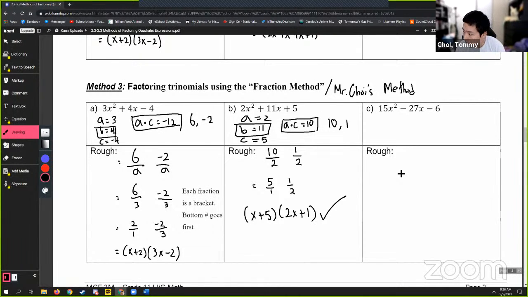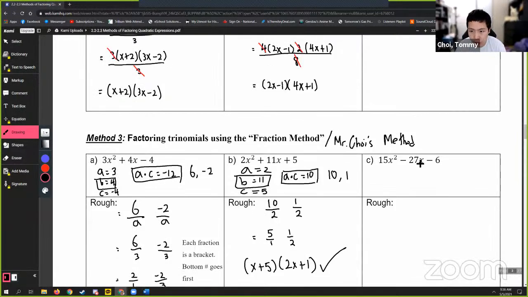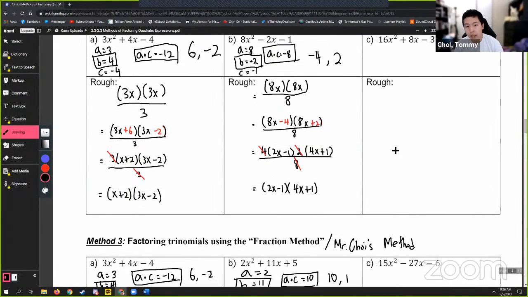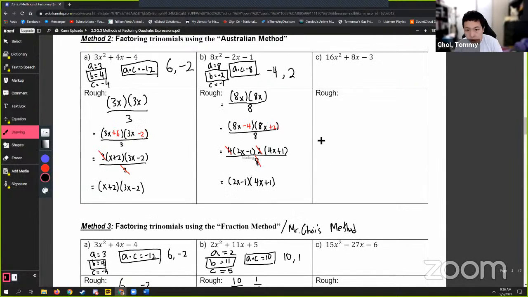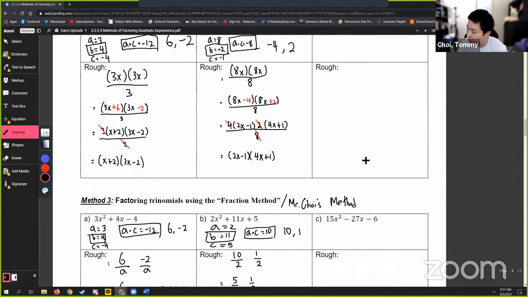Okay? So you have 2 more questions for you to try. I know it's within method 2 and method 3. Pick whatever method you want to use. Factor both of these. I'll give you 5 minutes to do so, and then we're going to take it up. Okay? So factor both of them. I'll give you 5 minutes. I can play some chill music if you want while we do it. But yeah, I'll give you 5 minutes.